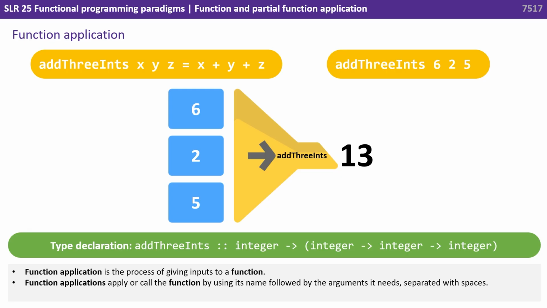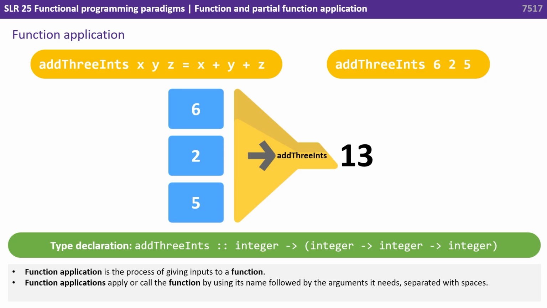Function applications apply or call the function by using its name, followed by the arguments it needs, separated with spaces. So on the top left yellow box here, we see an example of the function without values, add 3 ints, x, y, z, equals the operation x plus y plus z. On the right yellow box, we see an example of a specific function application using 3 values. So add 3 ints, and we're supplying 6, 2, and 5.